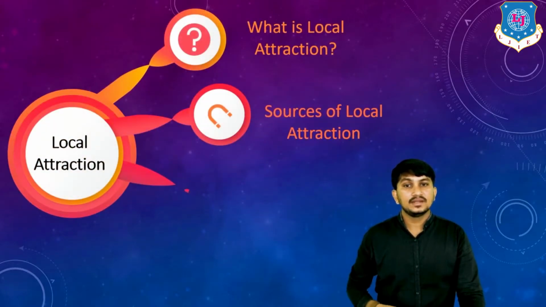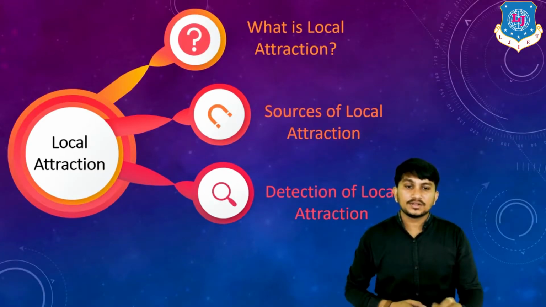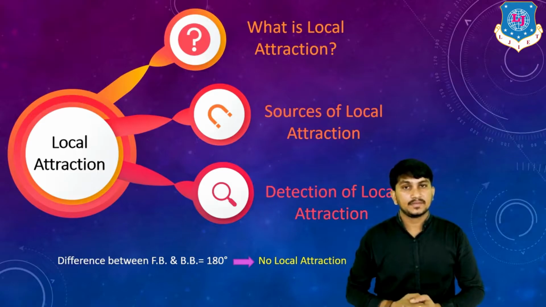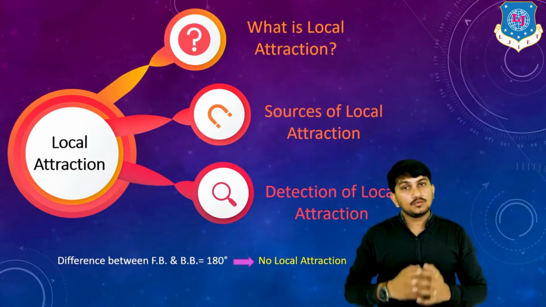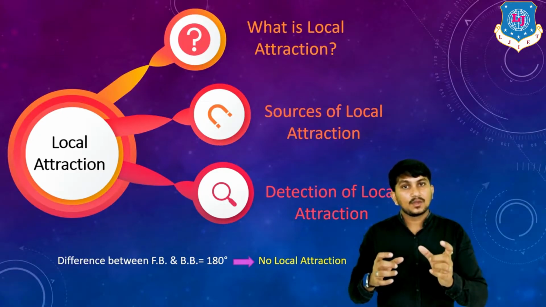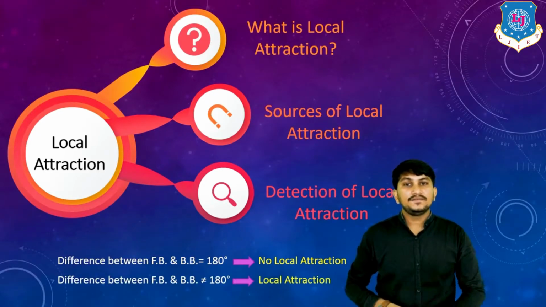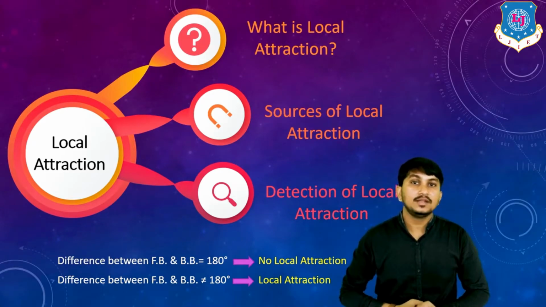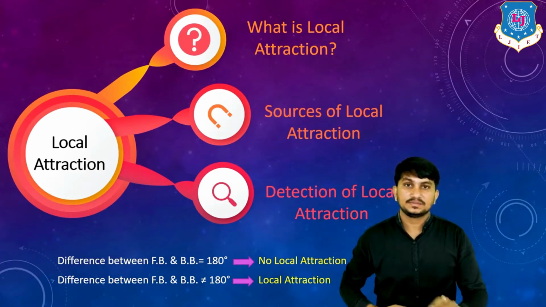Next is how can we detect this local attraction? For detection of local attraction, we have to find out the difference of fore bearing and back bearing of any line. If the difference of fore bearing and back bearing of that line is equal to 180 degrees, it means the stations of that line are not in local attraction. If the difference of fore bearing and back bearing is not equal to 180 degrees, it means the stations of that line are affected by local attraction. This is how we can find out the stations affected by local attraction.